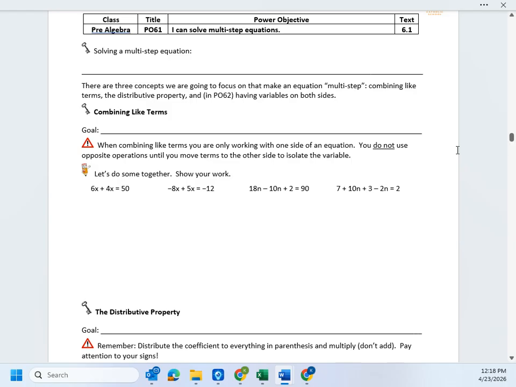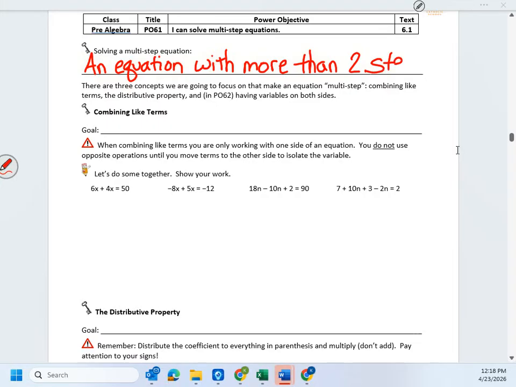So to solve a multi-step equation, it is an equation with more than 2 steps. We're getting into the hardy, meatier pre-algebra stuff, right? This is taking us into algebra. We need this for next year.